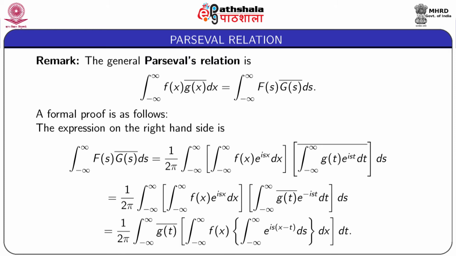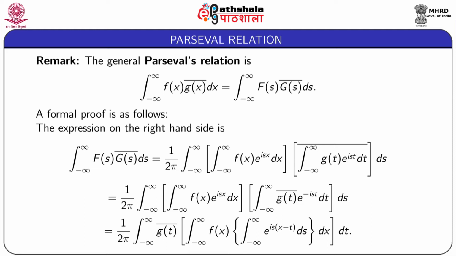Now, the general Parseval relation is integral minus infinity to plus infinity small f(x) into small g bar(x) dx is equal to integral minus infinity to plus infinity capital F(s) into capital G(s) bar ds. Here capital F(s) is the Fourier transform of small f(x) and capital G(s) is the Fourier transform of small g(x), and bar denotes the complex conjugate.